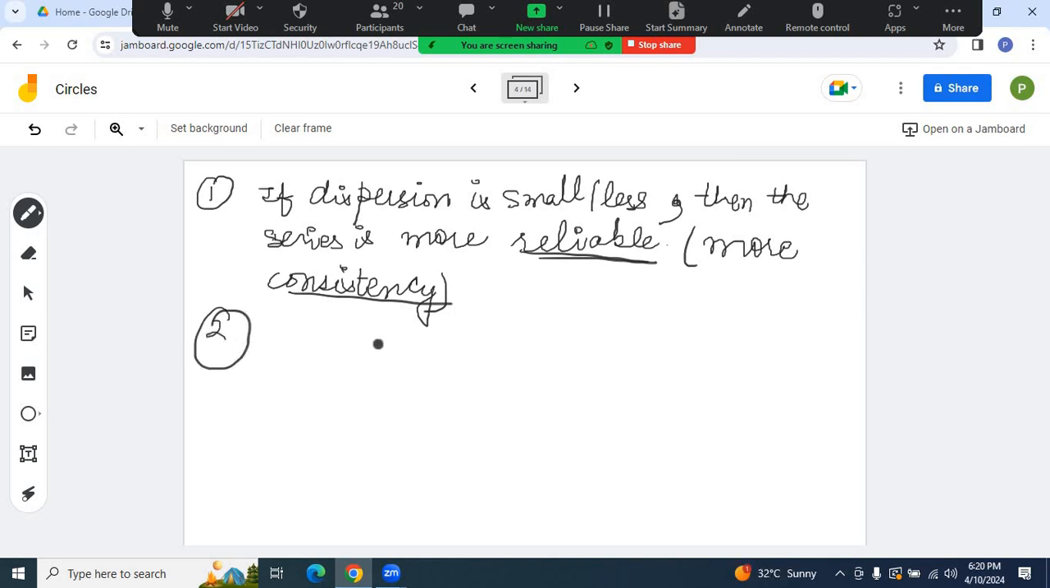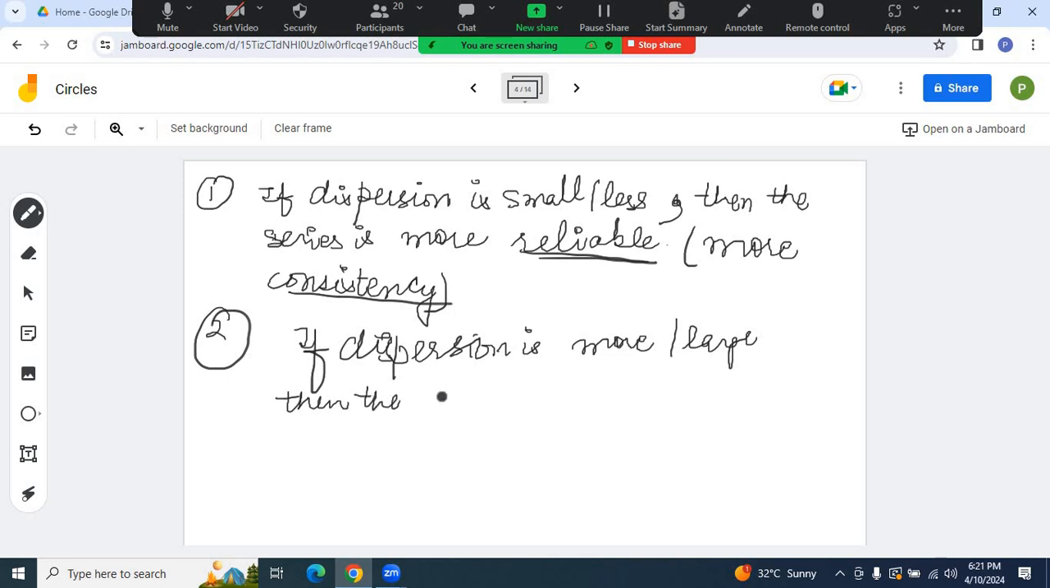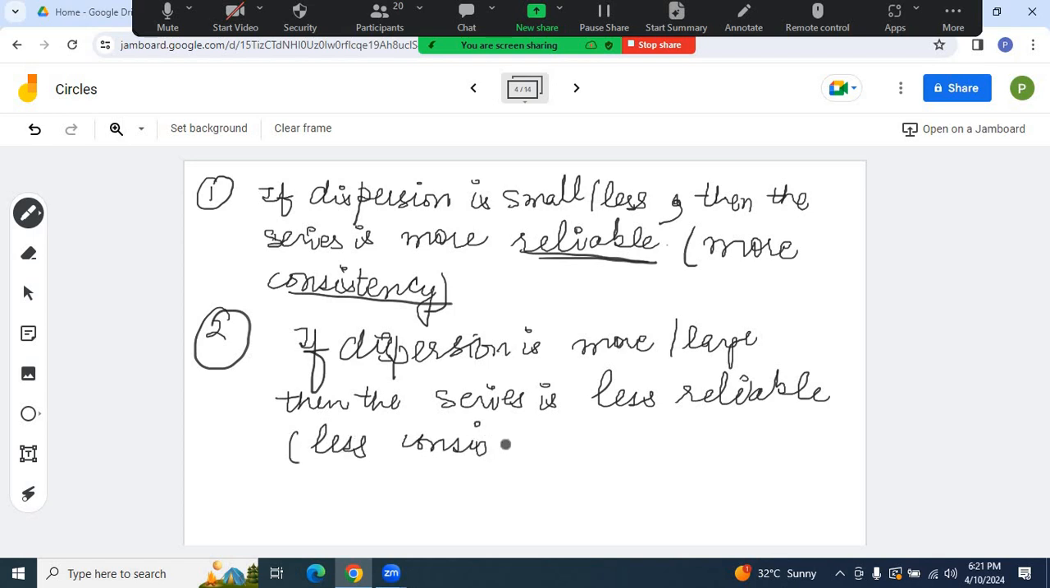Same way, vice versa. If dispersion is more or large, then the series is less reliable. Less reliable means less consistent. So how to check the consistency, how to check the variation? We use a tool.